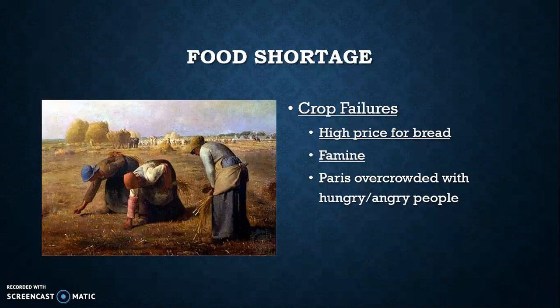And then the food shortage that hit France made things even worse. There's multiple crop failures that lead to a high price for bread, meaning people can't afford to pay for food, and famine hits, and lots of people are dying or becoming ill from the famine. Paris in particular is the biggest city in France, and it's overcrowded with a lot of people who are hungry, who are desperate, who are out of work, and who are pretty much dying from starvation.